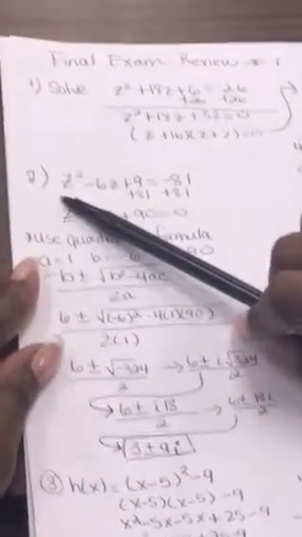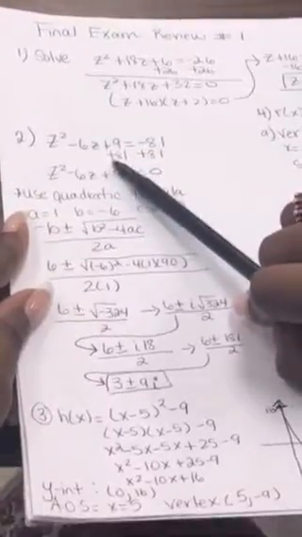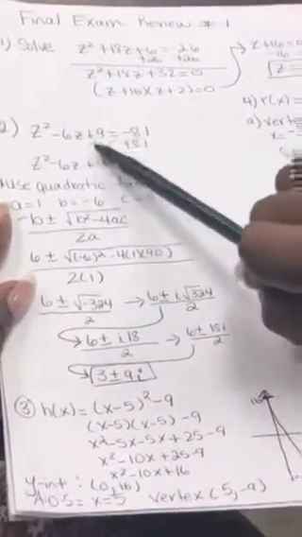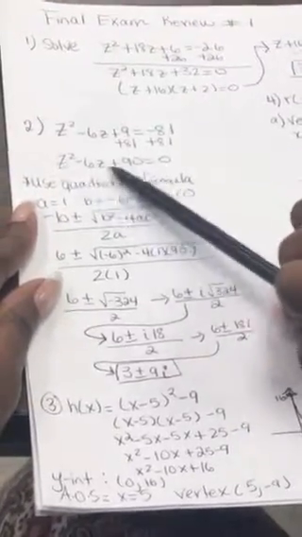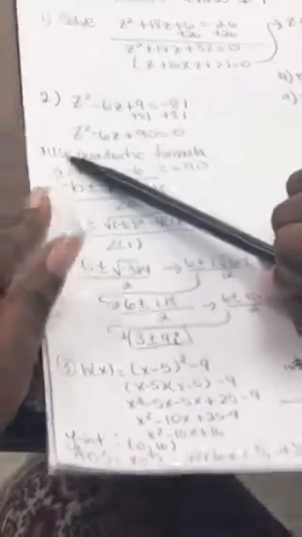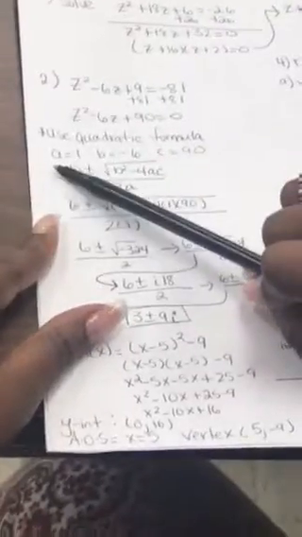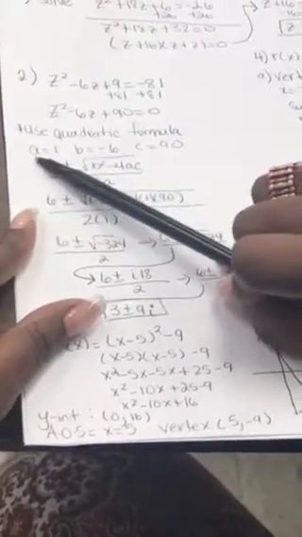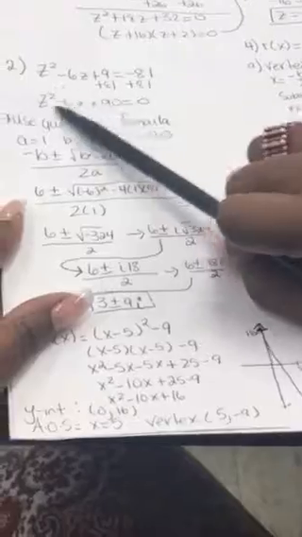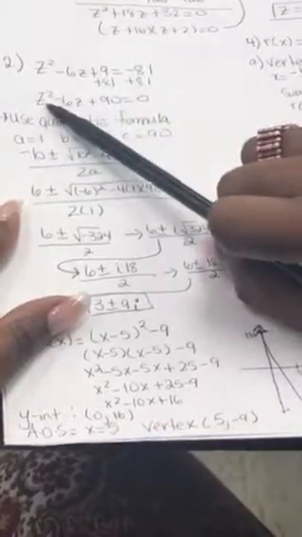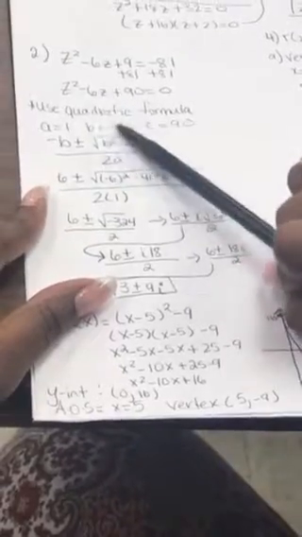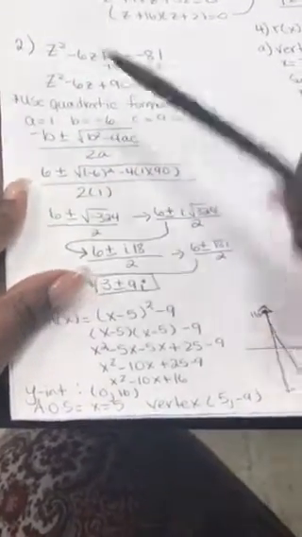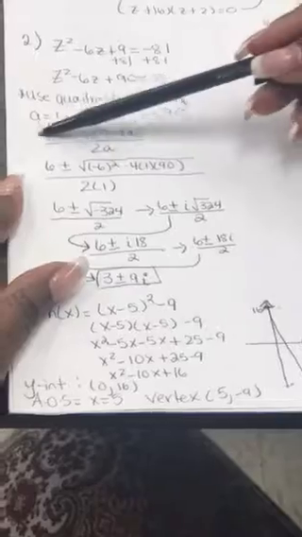Question number 2 asks you to solve. So I will bring this over equal 81. Add 81 to both sides so I can make this equal to 0. So then I notice that I cannot factor this. So I'm going to use the quadratic formula. So the quadratic formula says that you're going to use a, b, and c, but it needs to be equal to 0. So a is 1, the coefficient in front of z squared is 1, negative 6, and then positive 90. So here is my quadratic formula.